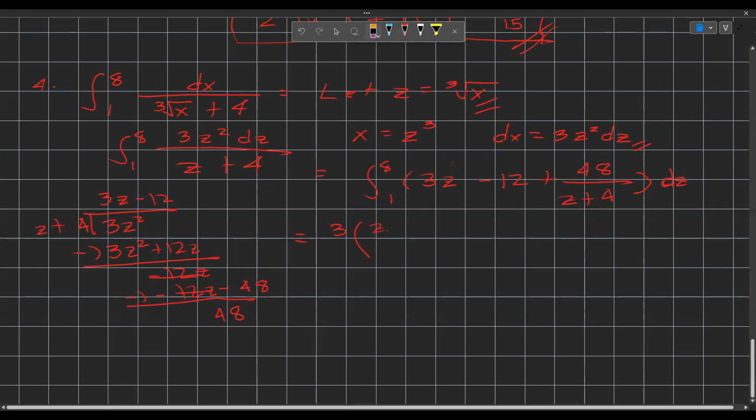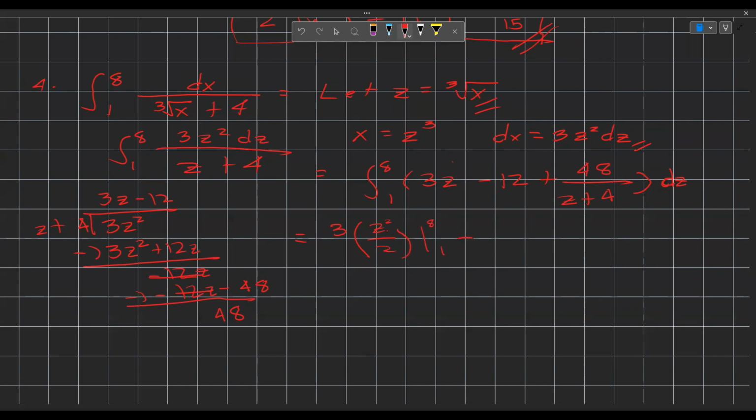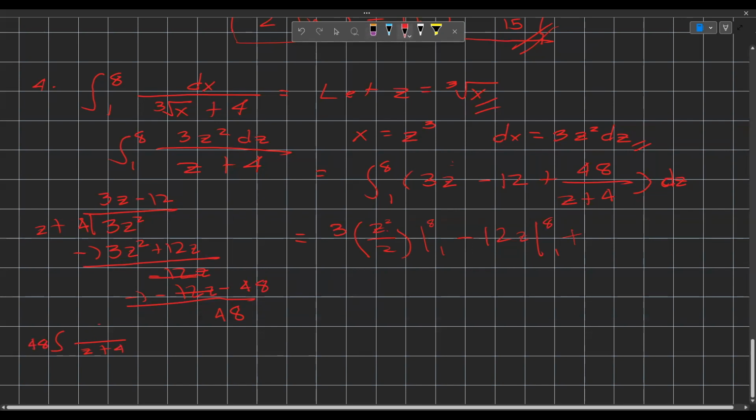3z. This will become 3z squared over 2, from 1 to 8, minus 12z, from 1 to 8, plus this term, we have to integrate it separately. So let's write here the integral of 48 over z plus 4. Or actually, we can take out 48, put it here. So it becomes 1 over z plus 4 dz.